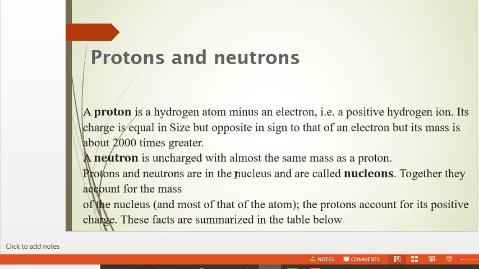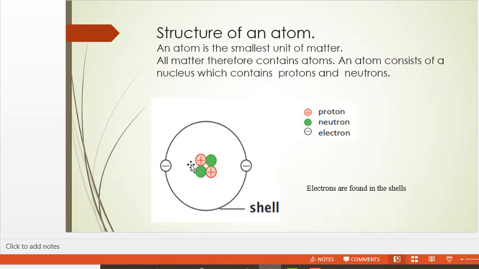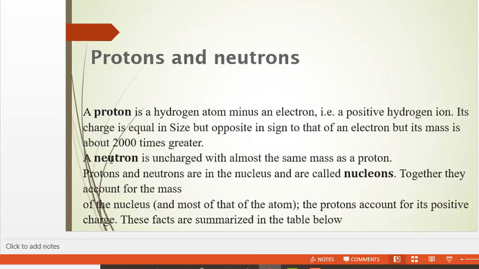So the difference between a proton and the neutron is that a neutron is not charged, it's neutral. A proton is positive. In terms of mass, their masses are equal. One neutron has the same mass as the mass of a proton. So protons and neutrons, because of being found in the nucleus, as you can see here, we call them nucleons. So nucleons are particles found in the nucleus of an atom. By nucleons, we refer to the protons and neutrons, because they are the ones that are found in the nucleus of an atom.